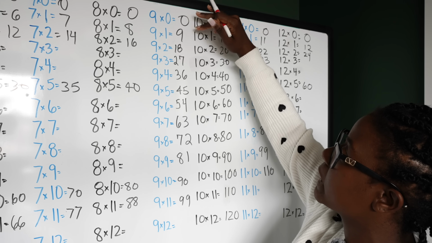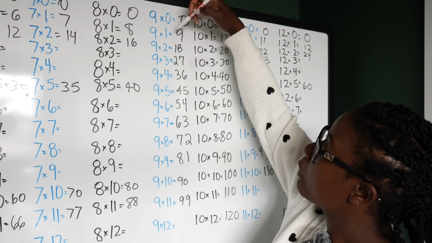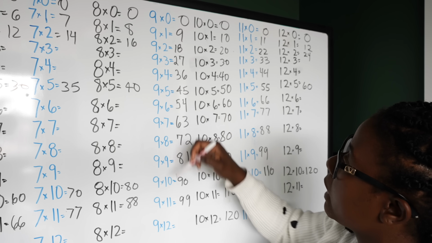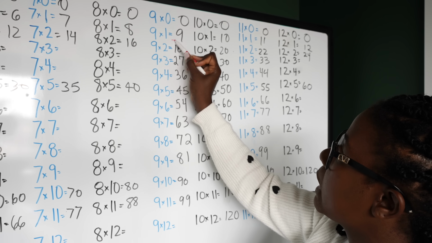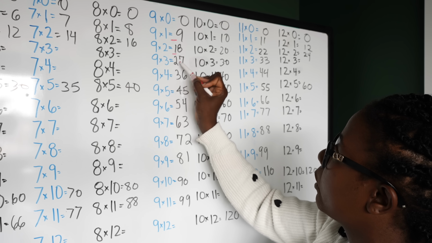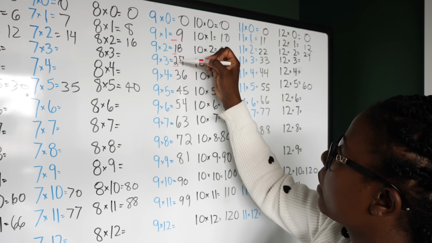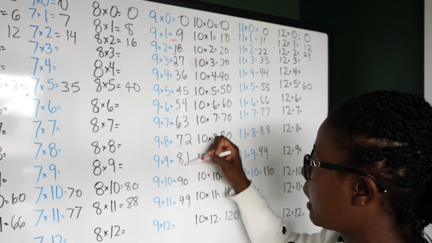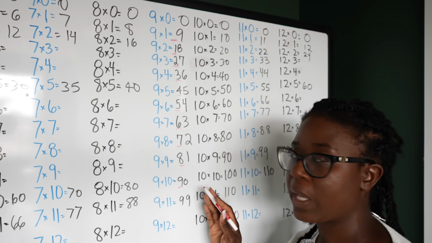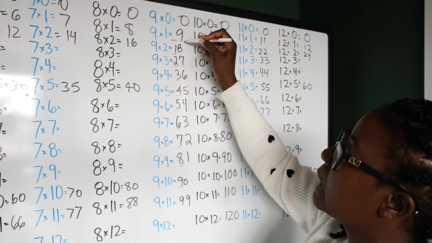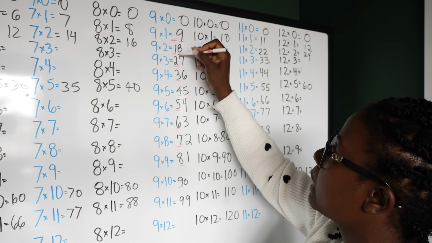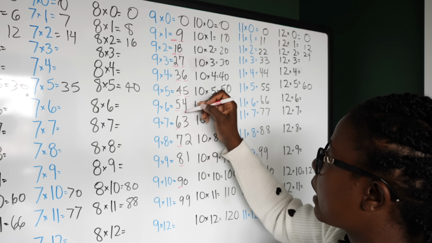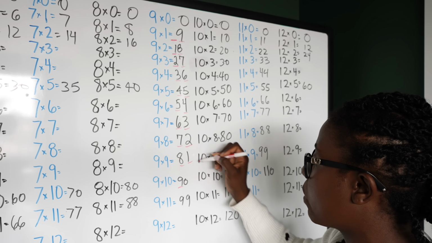With the exception of 9 times 0, we notice something. When we look at the 9s this way, we notice that the 10's place is increasing by 1. So 0, 1, 2, 3, 4, 5, 6, 7, 8, 9, up until there. We notice that the 1's place is decreasing by 1. 9, 8, 7, 6, 5, 4, 3, 2, 1, 0.